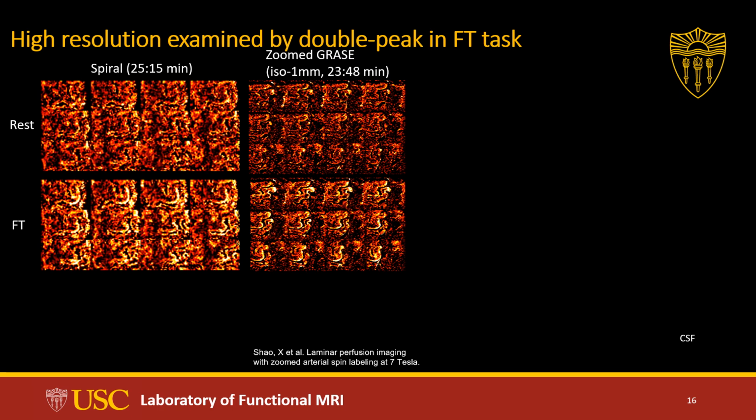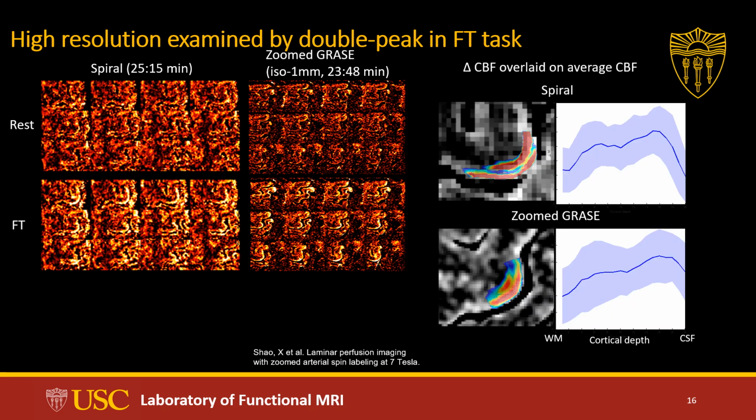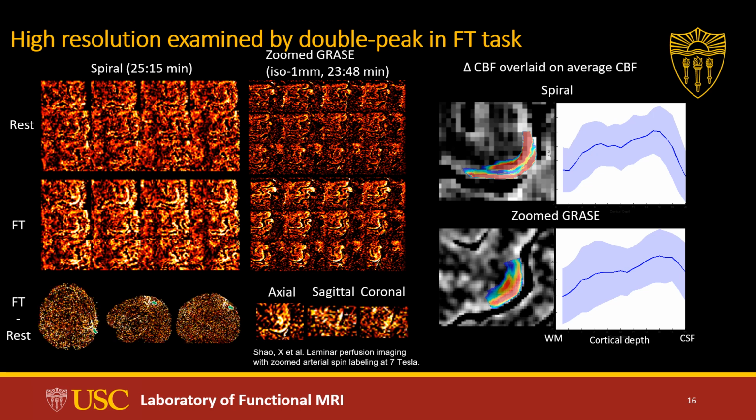To examine if our sequence can capture laminar CBF, we did a finger tapping task and compared the result with the zoomed GRASE that was also previously proposed by our group. The result shows both sequences can capture the double peak in M1. The difference is that now we have a whole brain coverage.